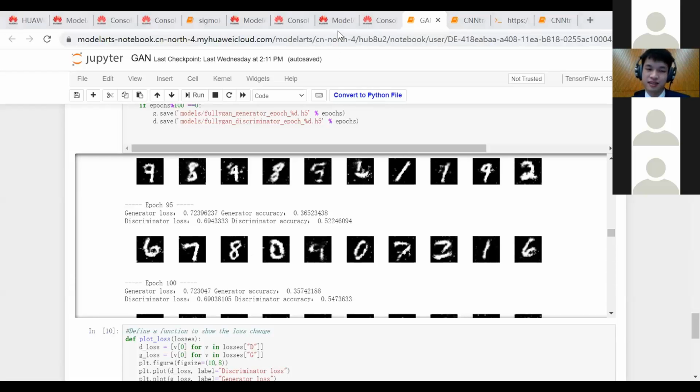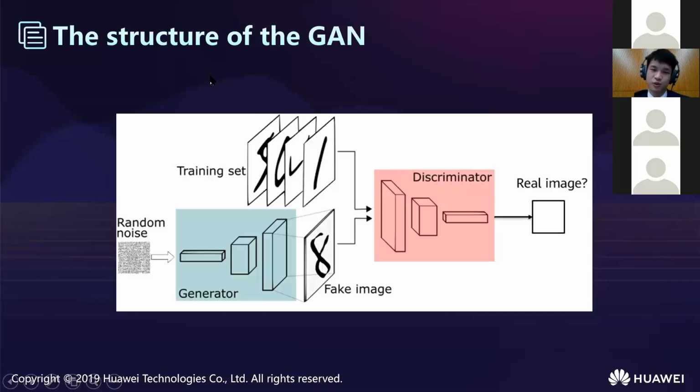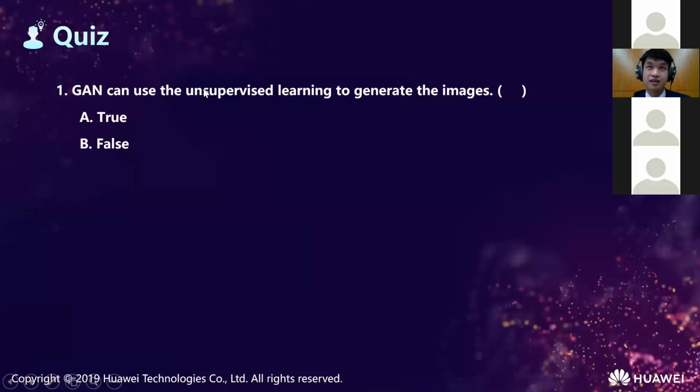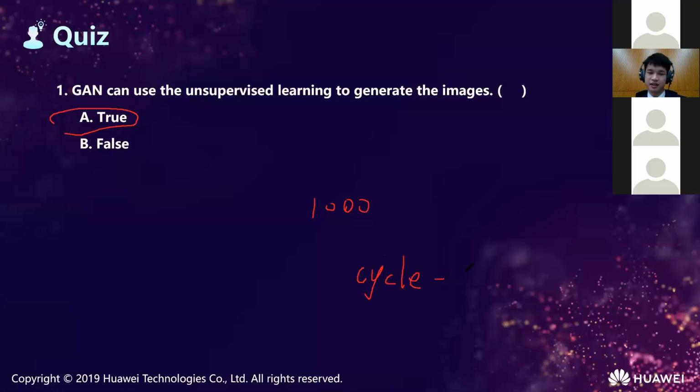So you can download the code after the class, but time is limited. We need to continue. Okay, so the quiz again: can we use unsupervised learning to generate images, true or false? True. Yeah, exactly. So you need to remember that. Okay. So there are a lot of GANs. There are more than 1,000 different GANs now. And one of them is named CycleGAN.